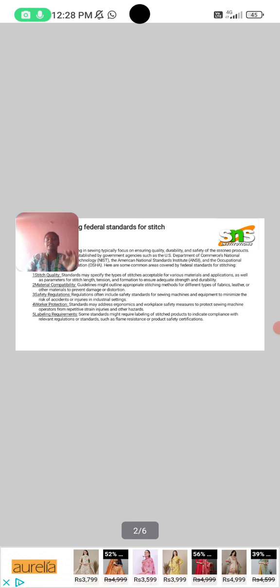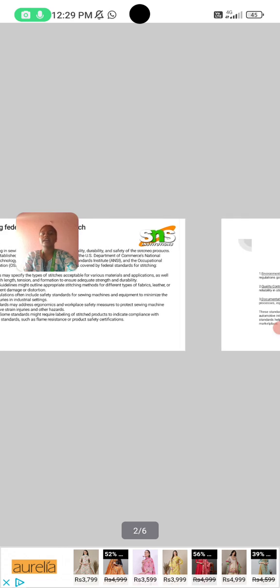Embroidery stitches: there are numerous embroidery stitches such as satin stitch, stem stitch, French knot and others that create unique textures. These are the federal standards.